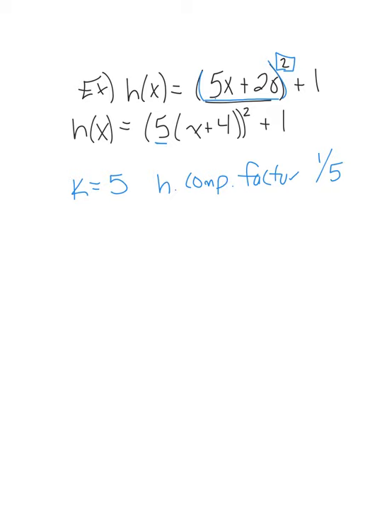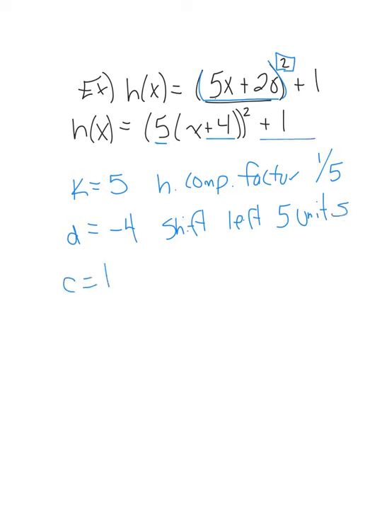Now, the next thing that I'm seeing is this plus 4. This is inside of the bracket again with my x, so this is my d value. Now, since it says plus 4, it does mean that my d is negative 4, and this is a shift left 4 units. The last thing that I'm seeing is this plus 1. That is my c, and it is a shift up 1 unit.